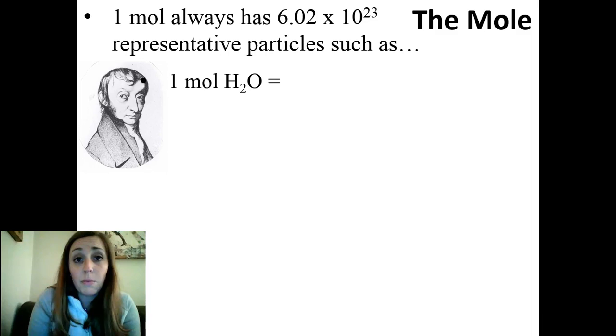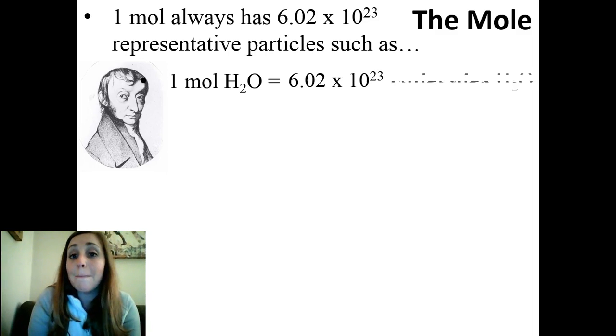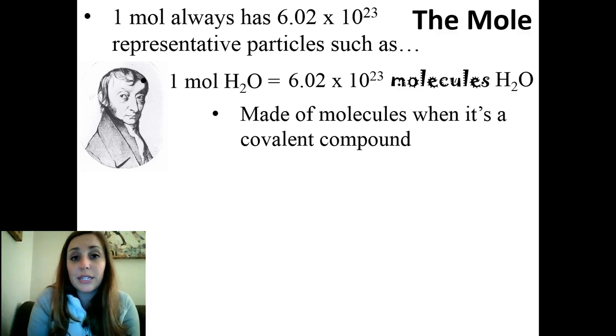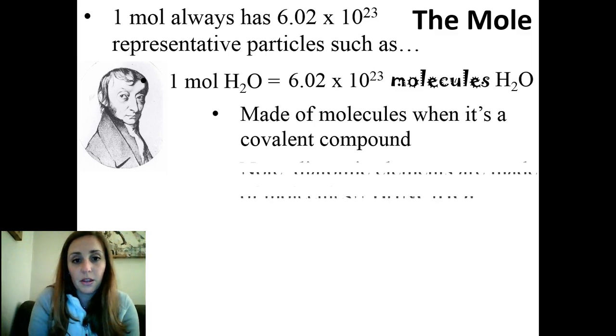What about 1 mole of H2O? Well, H2O isn't elemental. You've got hydrogen and you've got oxygen. Plus you have another hydrogen as well. So you have 2 hydrogens and an oxygen, in fact. So that's going to have 6.02 times 10 to the 23rd molecules of H2O. Why is it molecules? Well, it's made up of molecules when it's a compound that's covalent. And if you remember, covalent, there's no metals. So between hydrogen and oxygen, none of that's a metal, so it's no metals, covalent.